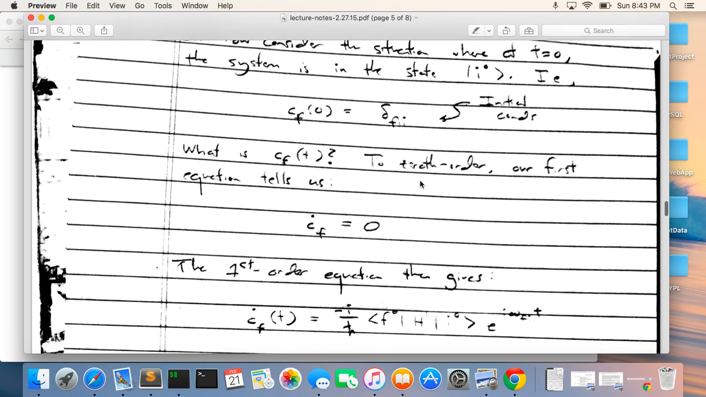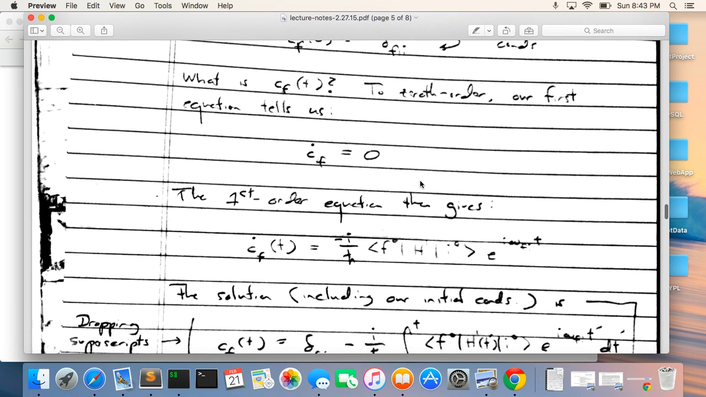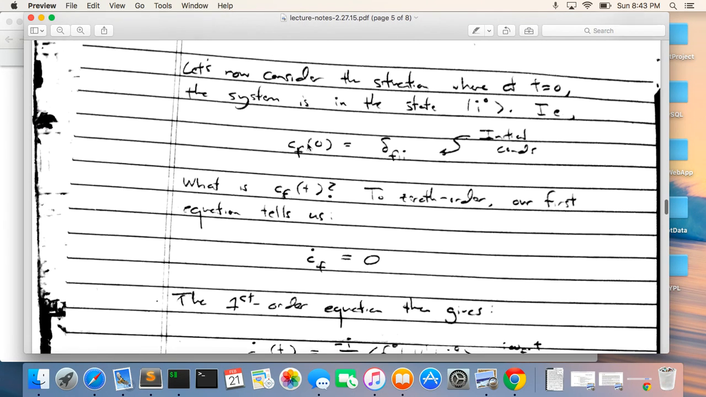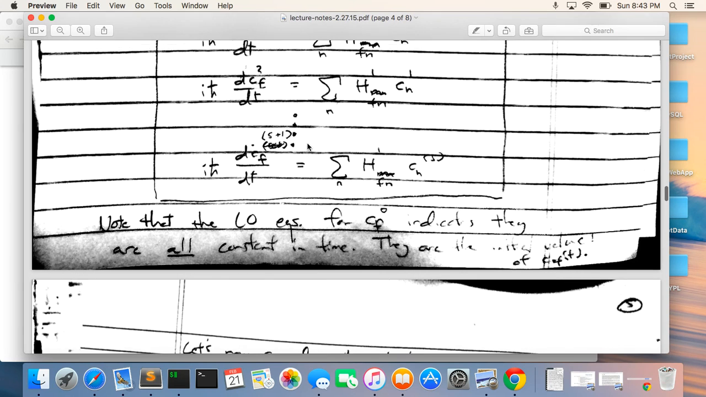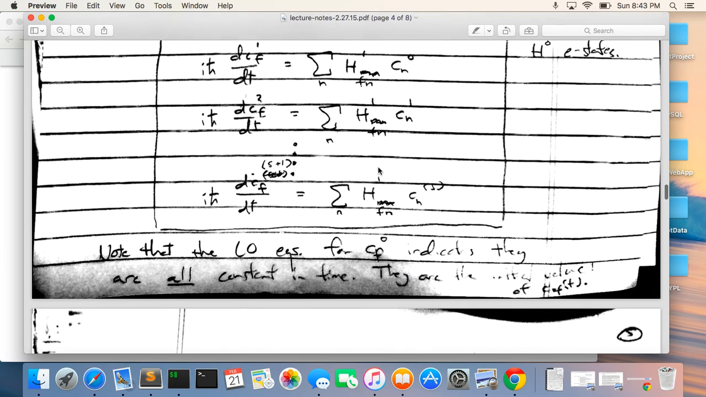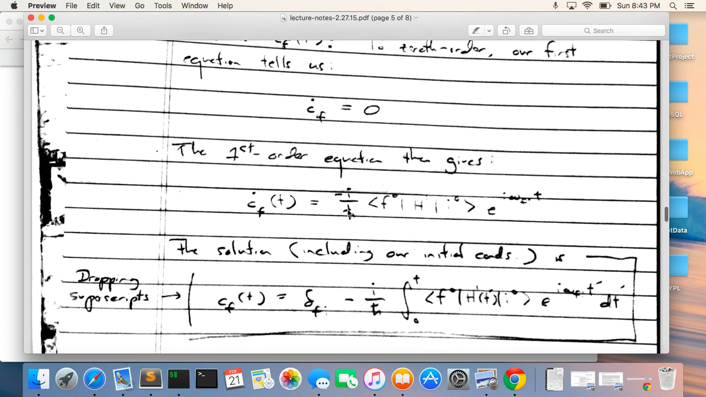Okay, so we know we're in the ith state, and we also can write down the first order equation. So we have this, and we know what the initial state is. This initial coefficient here, the one that goes in here, is a delta function, so it picks out just one term out of this sum. Okay, and so we have this situation here.